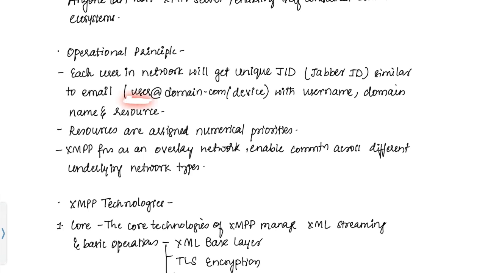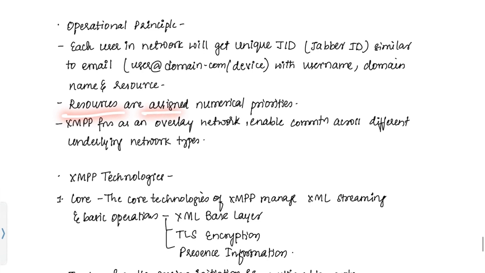So here we have user. User is the username, followed by that we'll have the domain name. The domain name will refer to the server hosting the XMPP service. Then we have the resource or the device, which will differentiate different clients for the same user. If it's mobile, it could be one resource. If it's laptop, it could be another resource and so on.